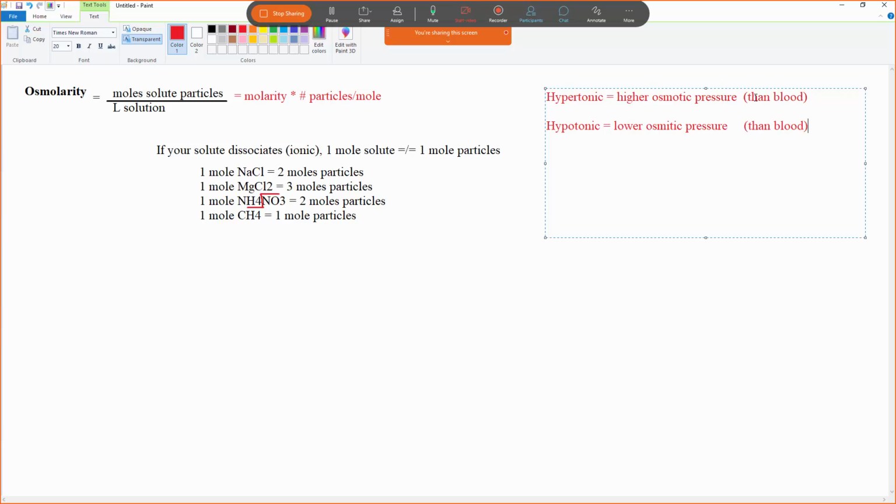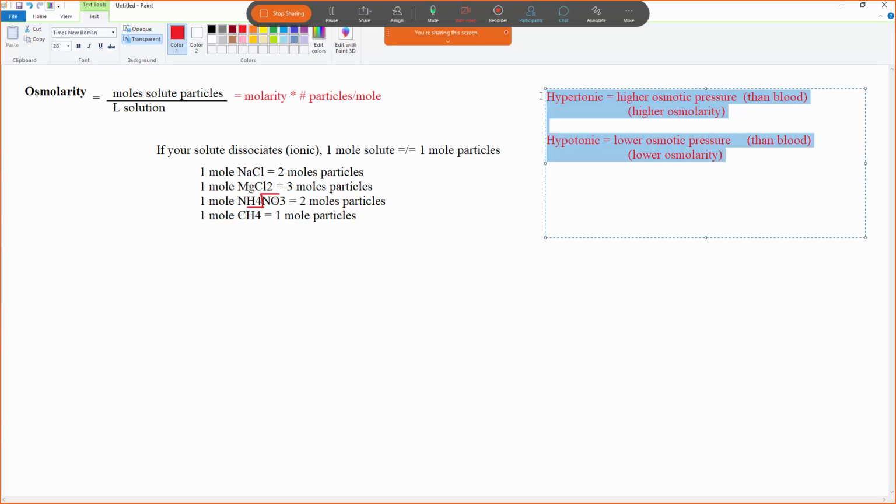And you might be like, what is osmotic pressure anyways? Where does that come from? Well, higher osmotic pressure is just another fancy way of saying higher osmolarity, right? It's a higher concentration of particles, and that higher concentration leads to a higher osmotic pressure.